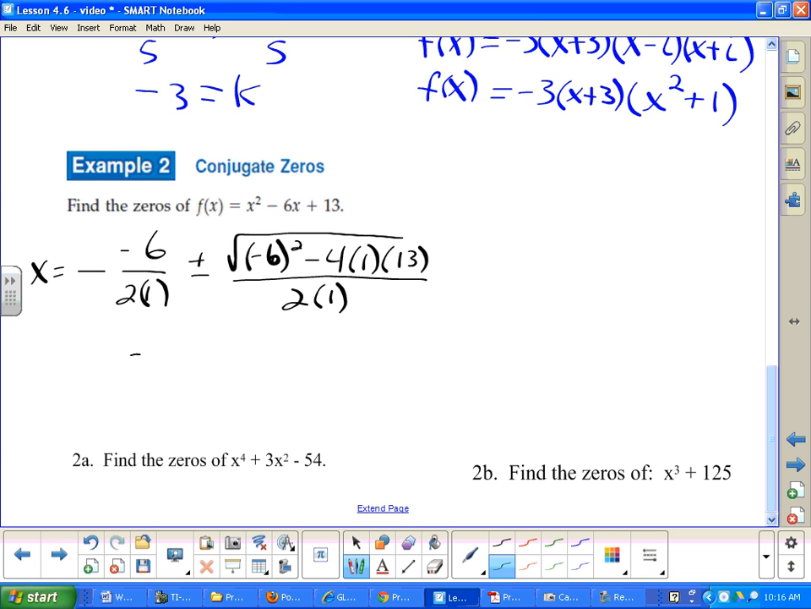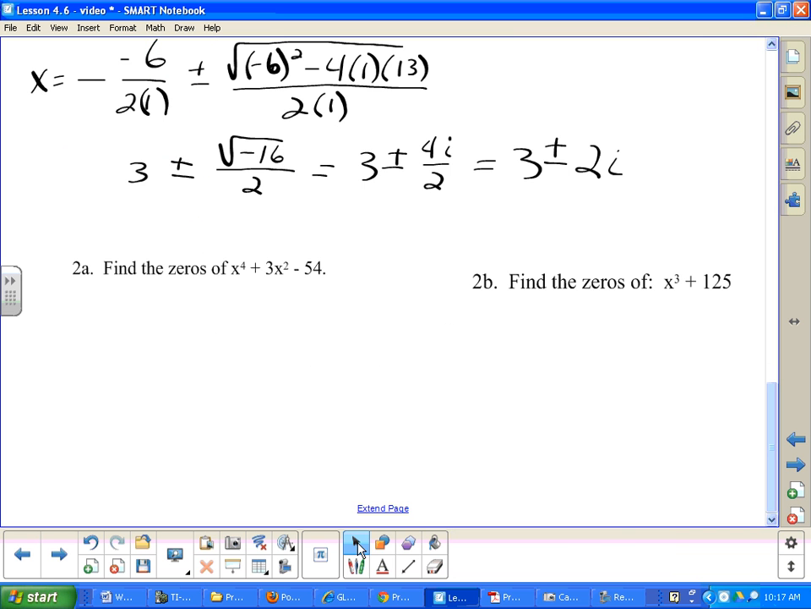So we get 6 over 2, which is 3, plus or minus, let's see, in the numerator, I get 36 minus 4 times 13, which is 52. So we have negative 16 here over 2. All right, 36 minus 52 is negative 16. So the square root of 16 is 4. Because it's negative 16, that part's going to be 4i. So we get 6 plus or minus 4i over 2. So my zeros are 3 plus or minus 2i.